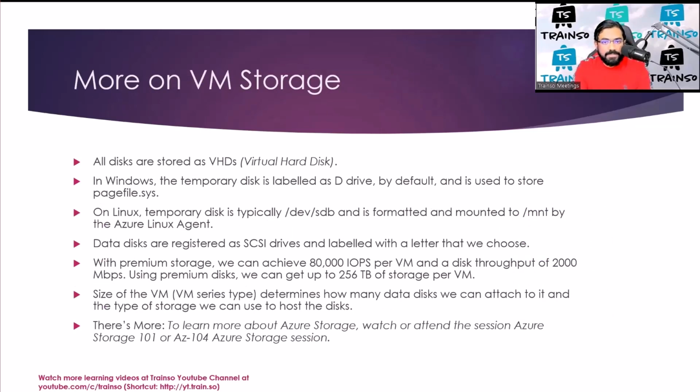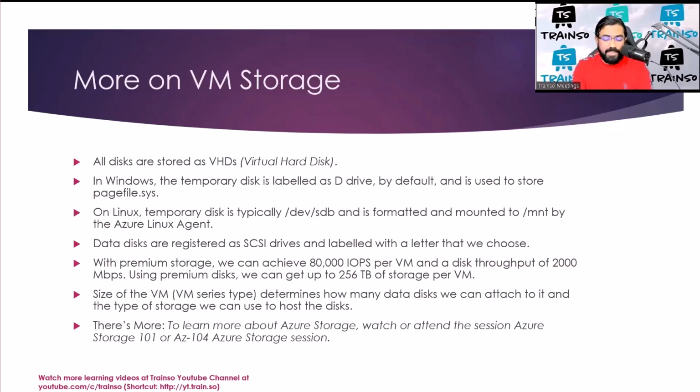More on VM storage. All these are stored as VHDs or virtual hard disks. In Windows, the temporary disk we discussed is labeled as D drive and is used to store something called pagefile.sys. You can also use it, but make sure you don't store any critical data in it as a good practice. On Linux, the temporary disk is typically /dev/sdb and is formatted and mounted at /mnt by the Azure Linux agent. Data disks are registered as SCSI drives and labeled with a letter that we choose.